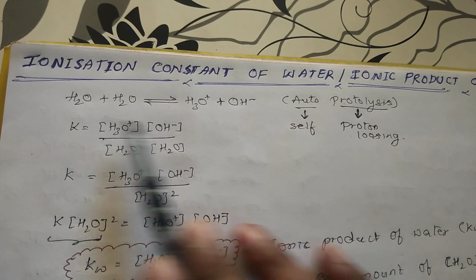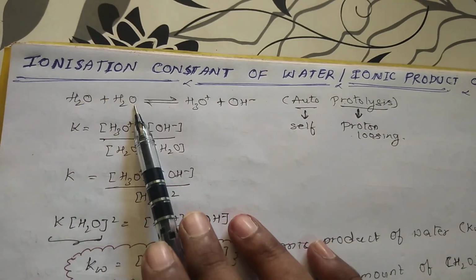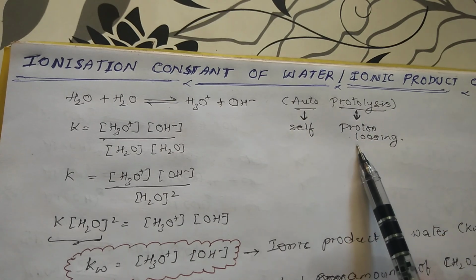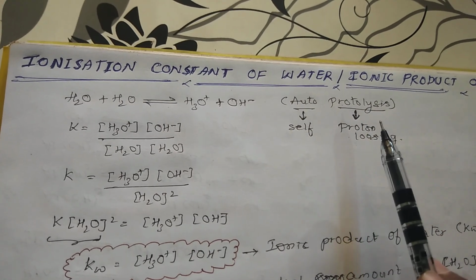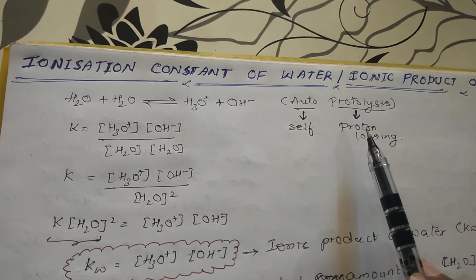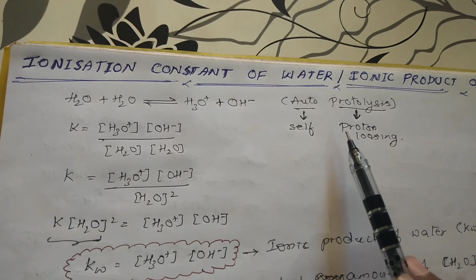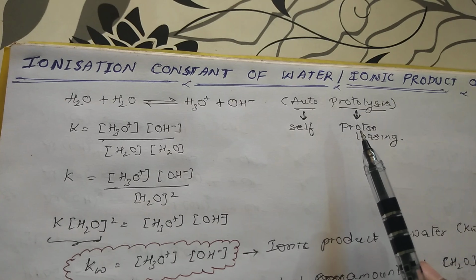And this is called autoprotolysis, meaning this itself is giving a proton. Auto means self. Protolysis means proton losing. Lysis, in biology, means breaking. Breaking of H plus. Self losing of H plus ions is called autoprotolysis.